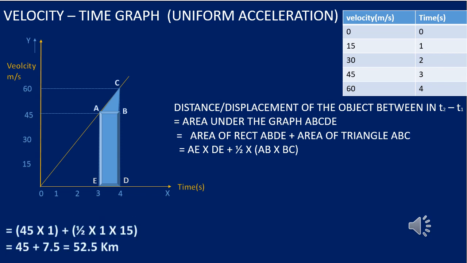Okay, say the values. So AE is 45 and DE is 4 minus 3, that is 1. That becomes the area of the rectangle, plus half into base. AB is 4 minus 3, that is 1, and BC is how much? That is 60 minus 45, that is 15. So when we do the calculation, we get 45 into 1 plus half into 1 into 15, that is 45 plus 7.5, that is 52.5 kilometers. So children, in the same graph, we can calculate both the acceleration and the displacement.